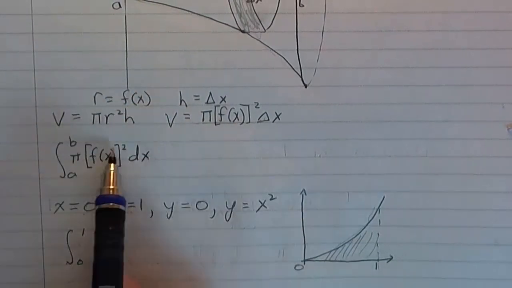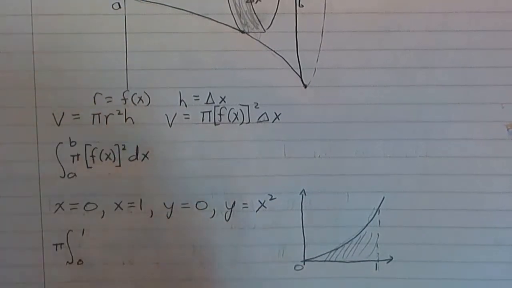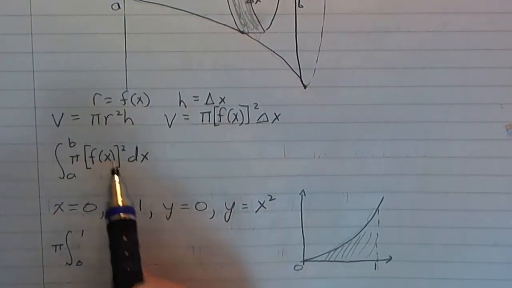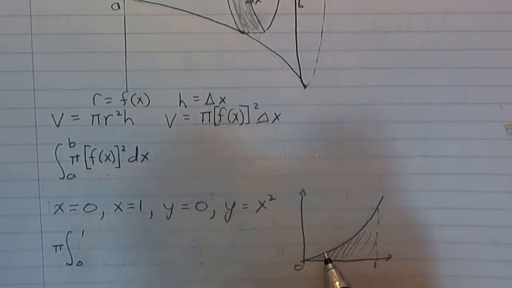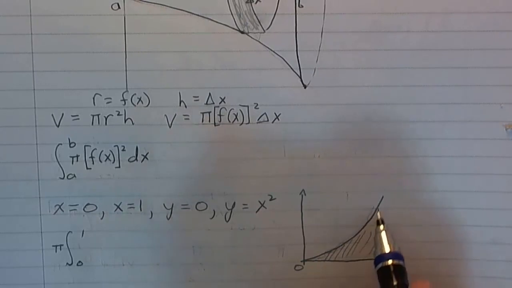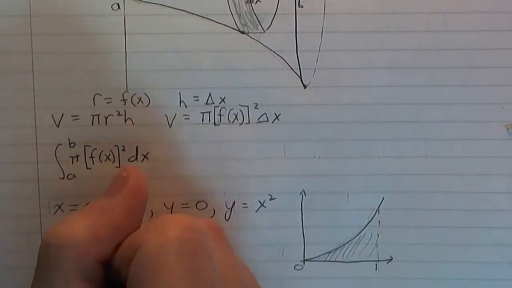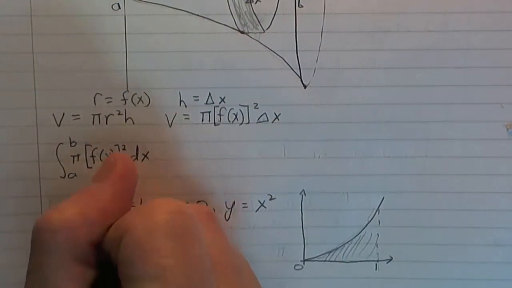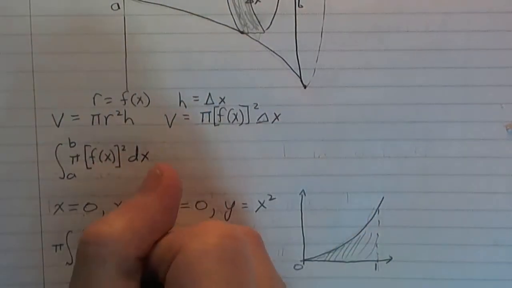Okay. I've got the pi. I'll just put that on the outside because it's a constant. f of x squared. In other words, the algebraic function that describes this curve is f of x equals x squared. So this is going to be x squared squared dx.